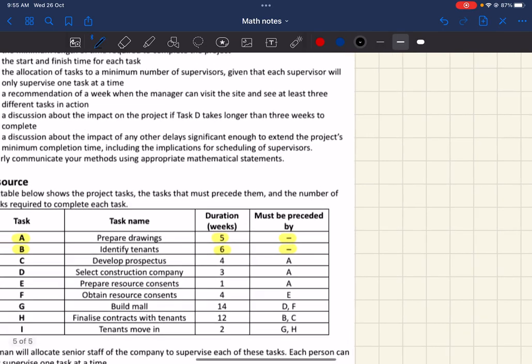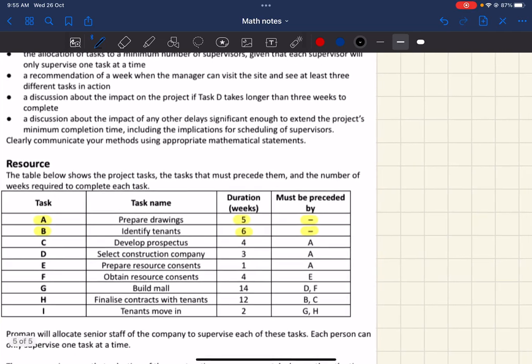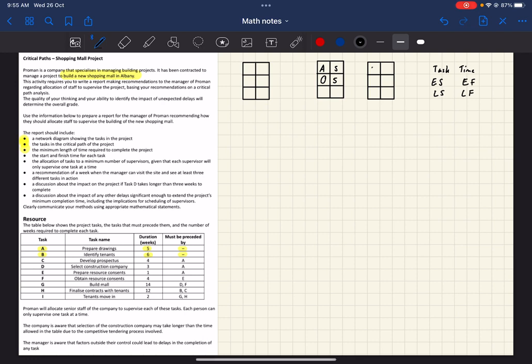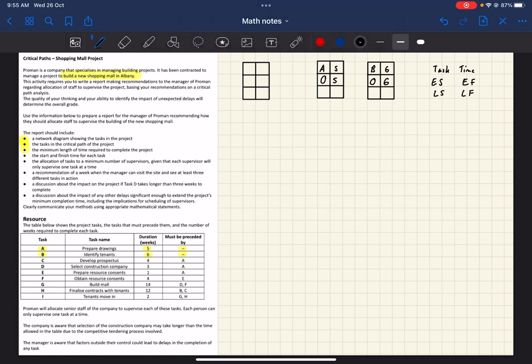So task B, identify tenants, takes 6 weeks, doesn't have anything before it, so that's why you can do it at first. So task B takes 6 weeks, so that's the time. The earliest start, you can start it from day dot, so that is 0, and then you can finish it at 6 weeks.